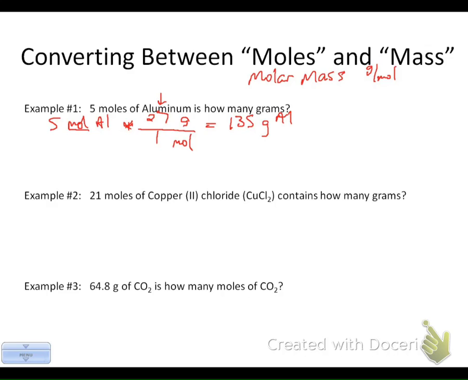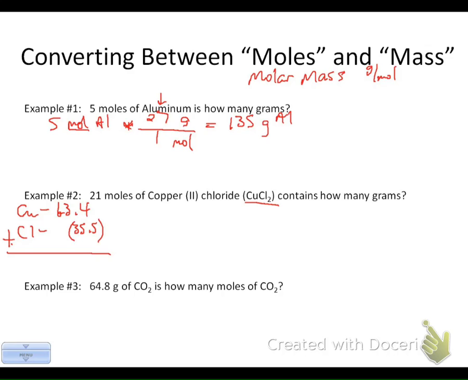Elements aren't so bad because, again, you can just look at the periodic table and get the molar mass. In example 2, we've got to do a little extra work because copper 2 chloride, you can't just look it up on the periodic table, you have to calculate it. So we will do that real quick.